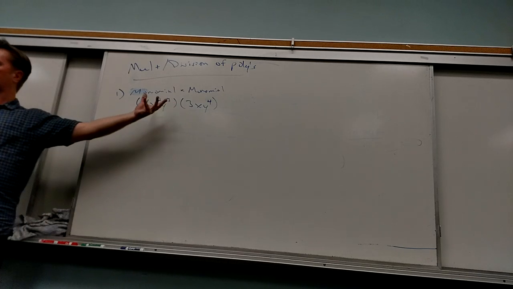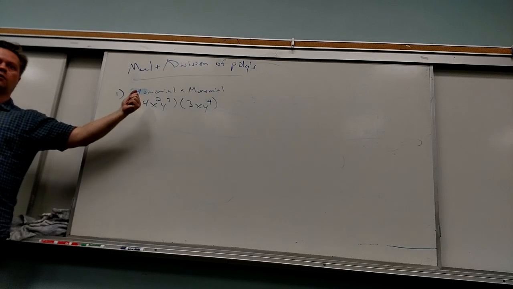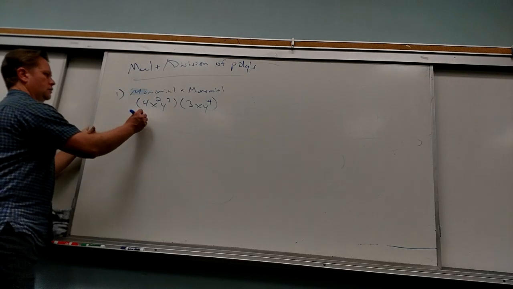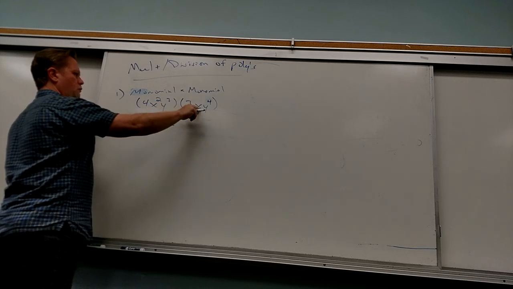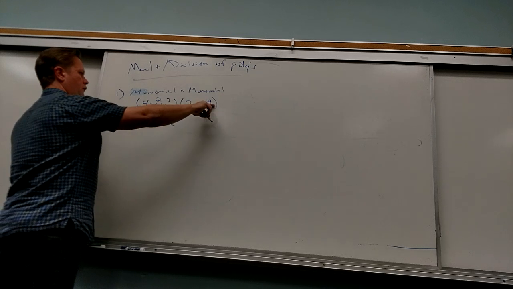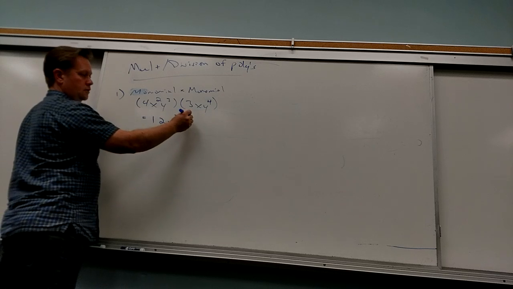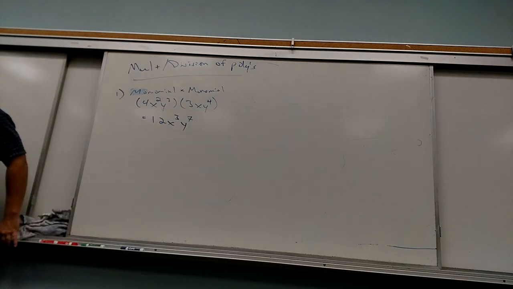What happens here? 4 times 3 is 12. Yeah, 12. x, x cubed. You got 2 there, 1 more. Yeah. And then 3 there, 4 more. That's the other. Cool, is that all right?